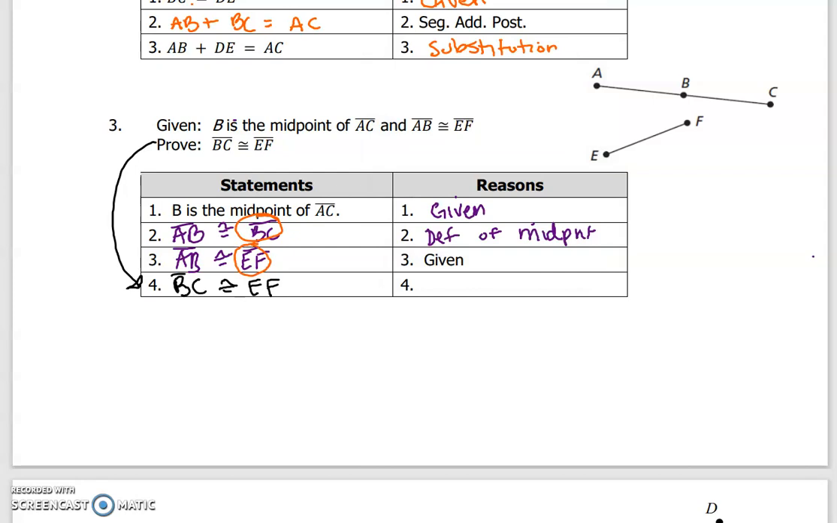So if they're both congruent to AB, they're congruent to each other by either transitive or substitution. I would accept either answer on that one. Of property of congruence, because we're using our congruence symbols here. So POC, property of congruence.